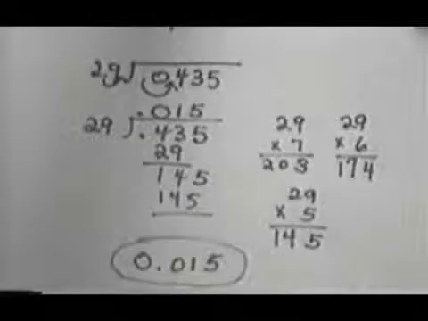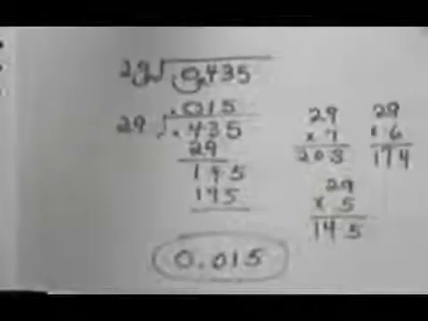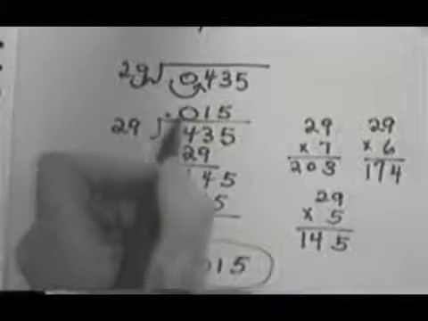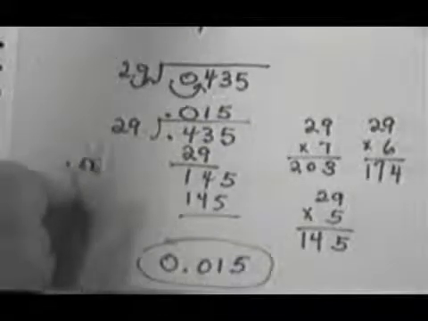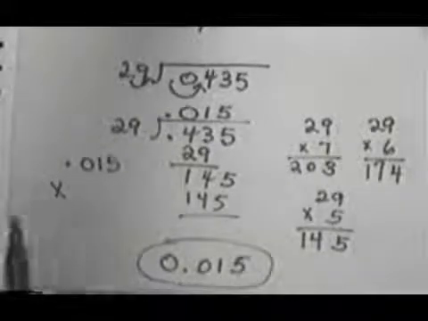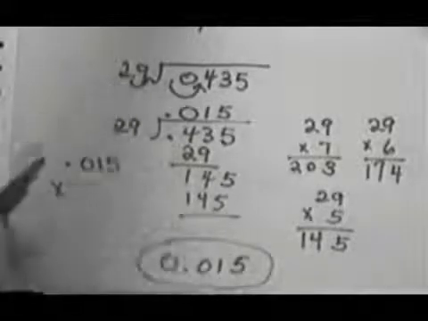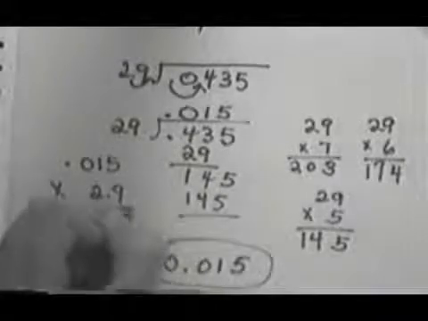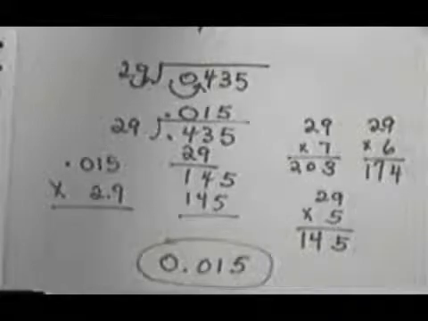Now, if we were going to check it, we won't check every one that we do, but let's just check maybe this one or a couple of them so we can see what happens. You take your final answer, and I'm going to leave that 0 off and put my 0.015, and we want to multiply it by our divisor. Now, we have to multiply it by our original divisor before we move the decimal. So I'd want to multiply it by the 2.9. And then what I'm trying to see is if I get my original dividend.